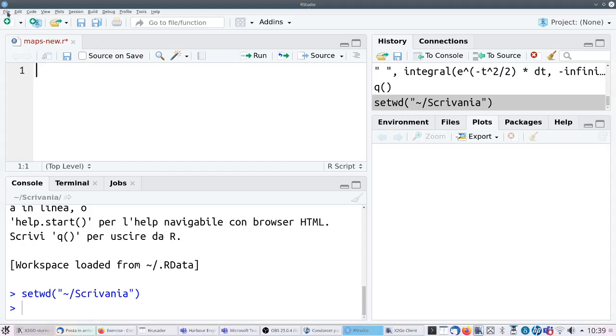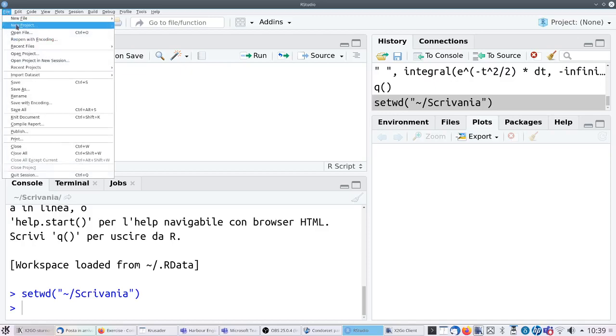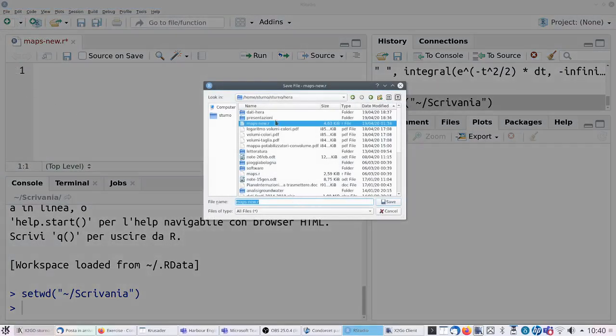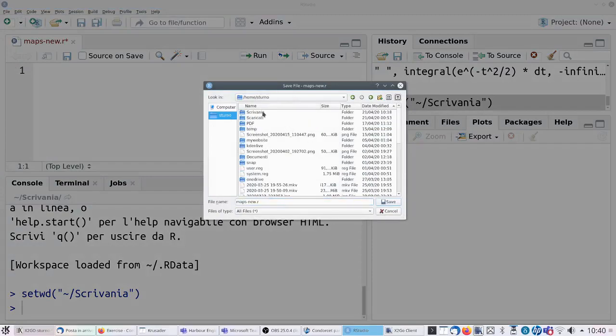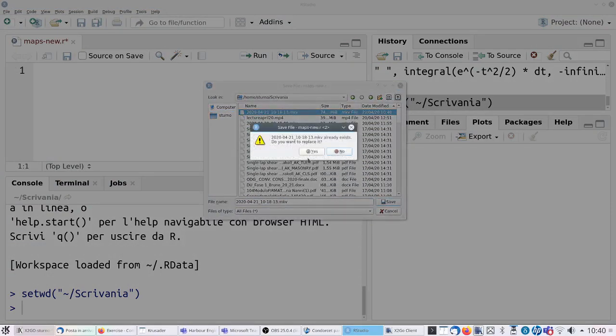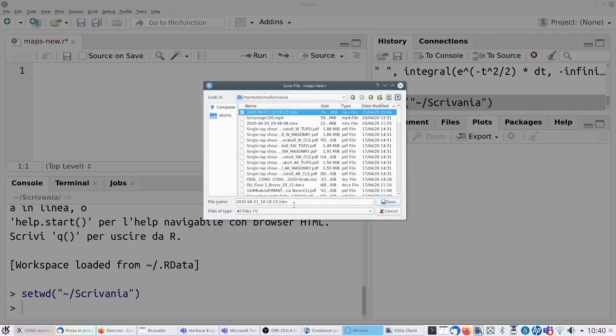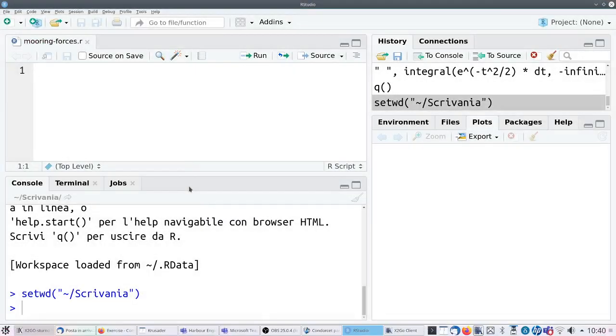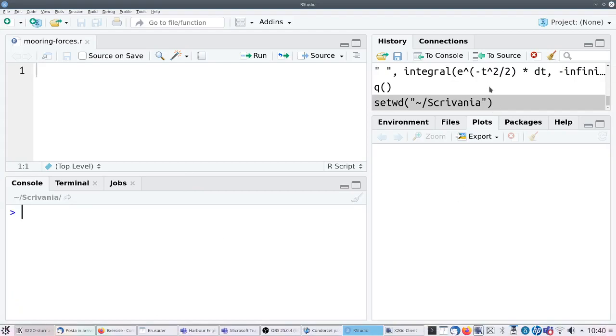Okay, and then let me save this file with another name. Let me save it like mooringforces.R. Okay, this is our script. And then let me clear the console. Good. And then I just would like to clear the history.